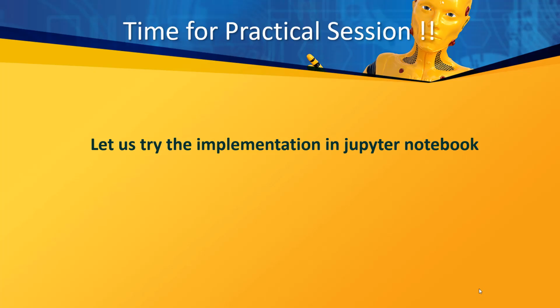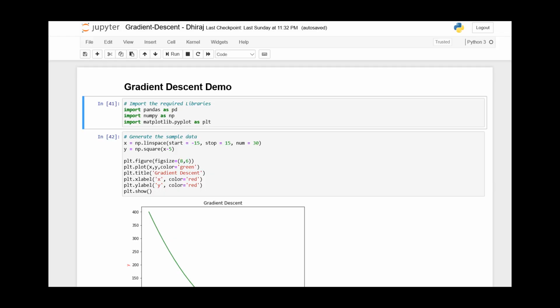It's time now to implement the gradient descent in Jupyter Notebook. Let's go to the practical demo. In this demo, we will implement the gradient descent algorithm in Python. This is a step-by-step implementation of the gradient descent algorithm where we will see how the algorithm converges and finds the minima. The Jupyter Notebook is up and running on your screen.